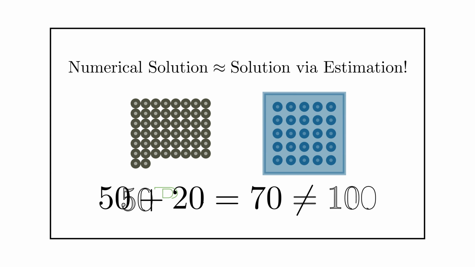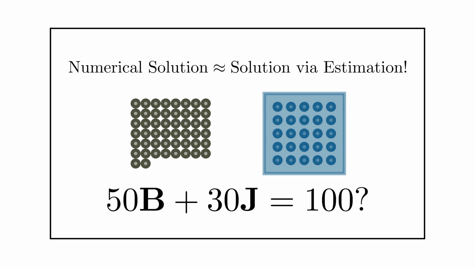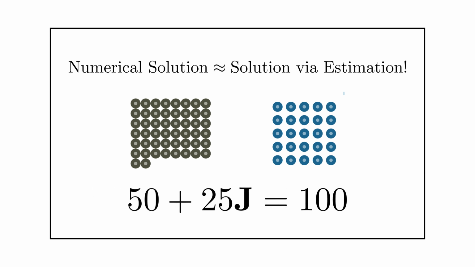Let's make a second guess, but this time we'll pick a bigger number. How about 30? Our equation this time will be 50B plus 30J equals 100. 50 Bobs still weigh 50 units, and this time 30 Joes weigh 60 units, so added up we get a total of 110 units. We've overestimated a little this time, so now we know our answer must be between 10 and 30 somewhere. After making enough guesses, we'd find that there are 50 Bobs and 25 Joes. 50 plus 50 equals 100.